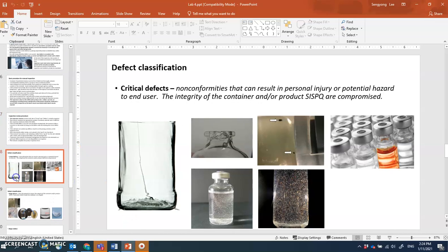Makes sense? So again, these are the examples of the critical defects we talked about: crack in the container, vial, and delamination. So it's obvious. Maybe discoloration or maybe some foreign substance in there, and visible particles. These are all critical. If this is injected, maybe intravenously, the blood vessel could be blocked, and that's dangerous.